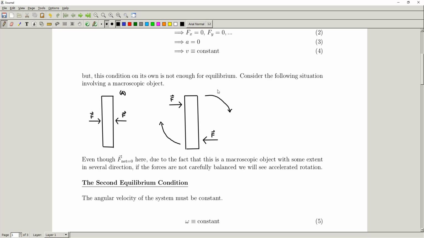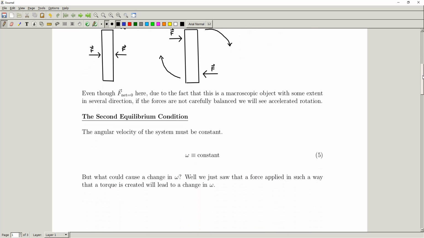But we can see here in case B that even though our net external force is equal to 0, let's say these two forces were equal and opposite, right? But the way in which we're applying it to this macroscopic object is going to cause this object to start to spin more and more quickly, right? It'll start spinning around a pivot, say somewhere here, and it'll start to rotate more and more quickly. This is a problem. And this is something that we need to get rid of to really achieve an equilibrium for this object.